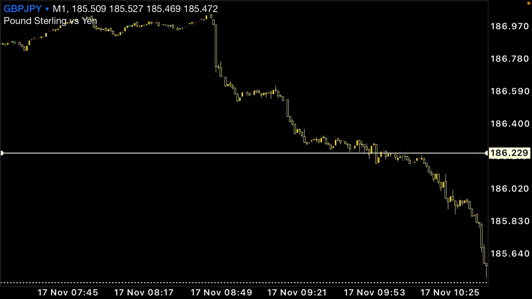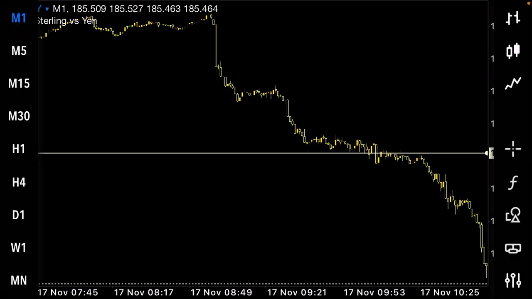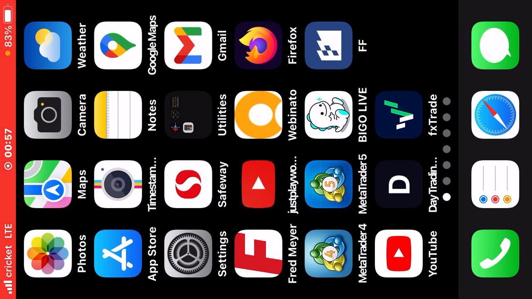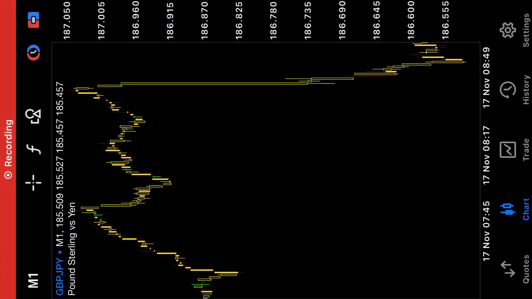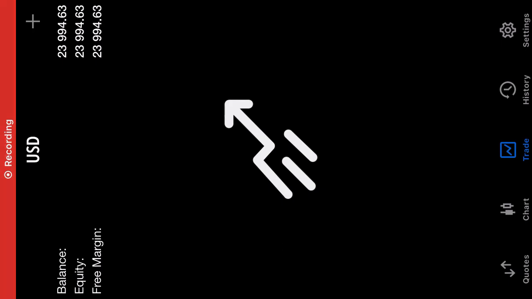So here it is. It just keeps going down, down, down. And then go back to see how much it margined out. See there it went. So it stopped the trade at 23,999.